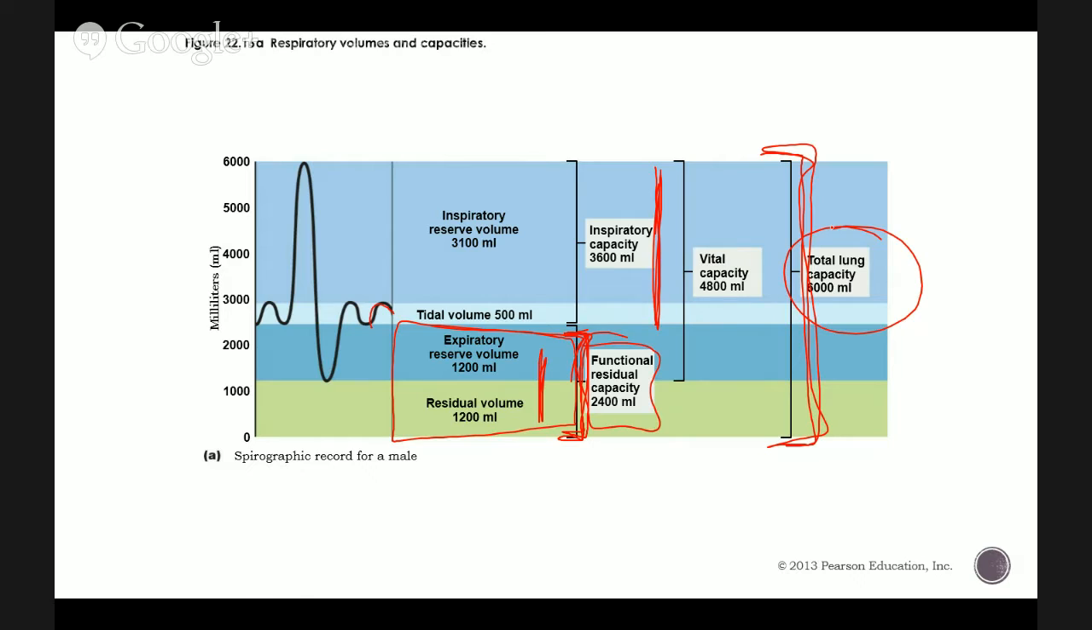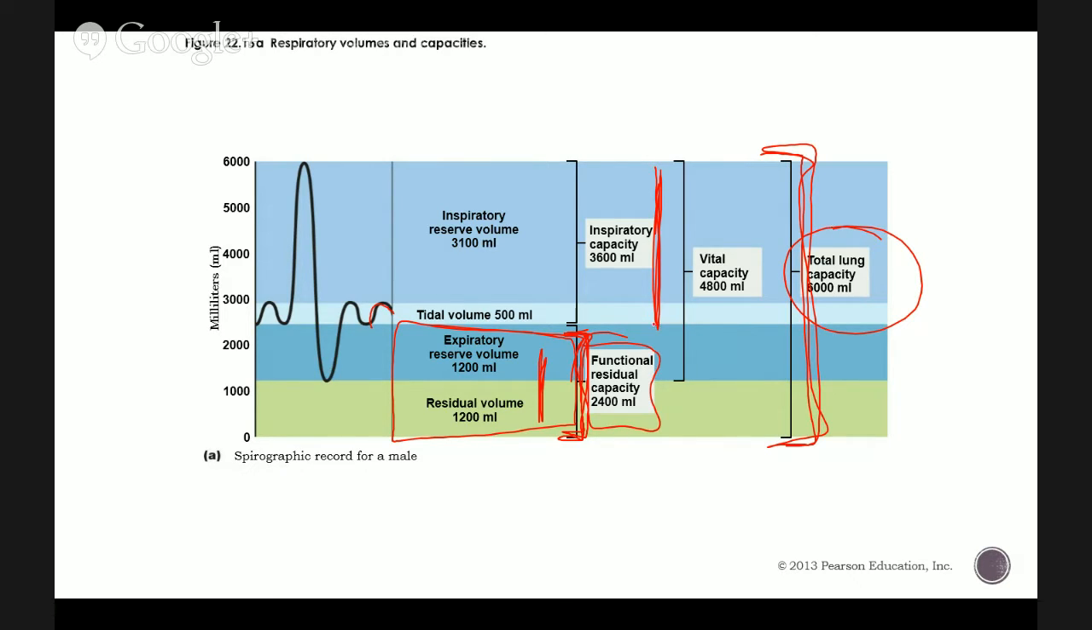You do have some anatomical dead space, which is the volume that never contributes to gas exchange. It's the air that's trapped in your trachea and your bronchi. They're not involved in exchanging gases. So we call this anatomical dead space. It's just holding the air, but the air doesn't serve any purpose.